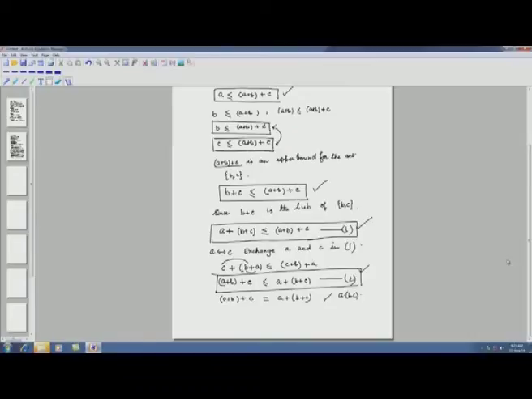A dot B dot C equal to A dot B dot C. What I can tell you is that it is almost the same. The underlying ideas are more or less same.